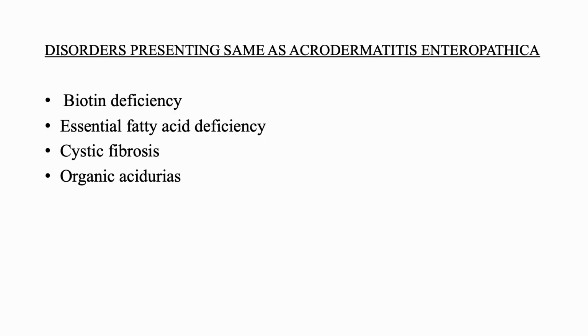Now, which disorders present the same as acrodermatitis enteropathica? Biotin deficiency, essential fatty acid deficiency, cystic fibrosis, and organic acidurias.